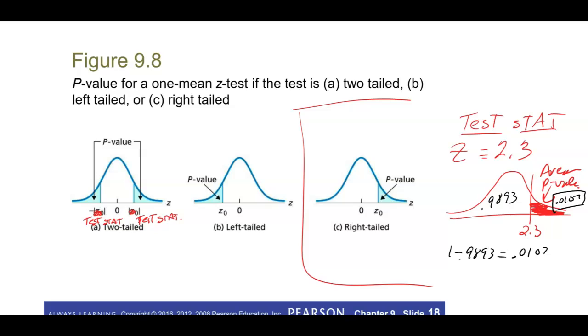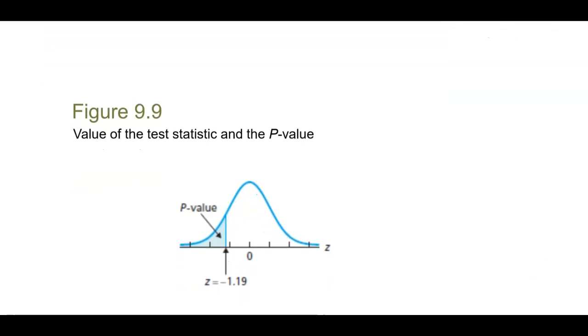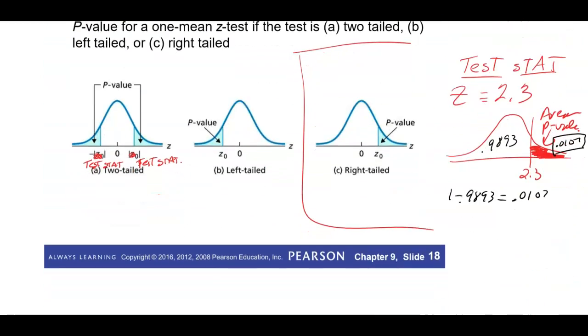So you get p-values by finding areas under a curve at specific test statistics, which are z-scores. Sometimes they're z-scores, sometimes they're going to be t-scores. We're going to do examples of each.